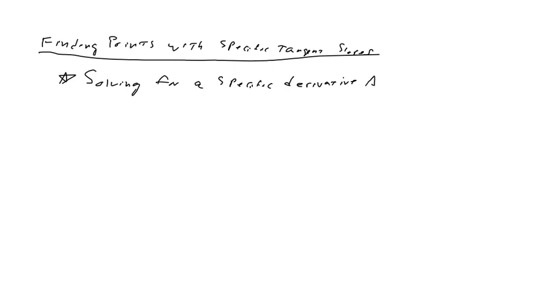Solving for a specific derivative is what we're doing. So recall, if you will, the derivative is the tangent slope equation of a function, right? It tells us what the tangent slope is at any given x value. The derivative is the tangent slope equation.